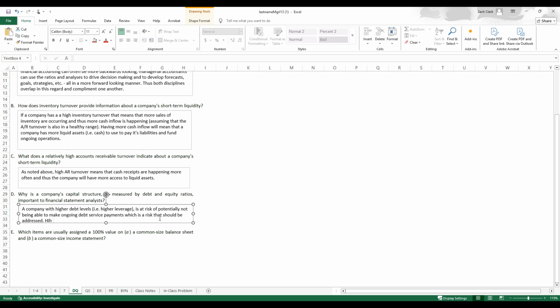High leverage typically leads to more risk and less margin for error in operations, and is usually not desirable. So we'll just leave it at that.